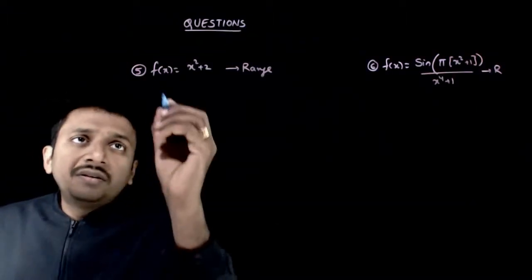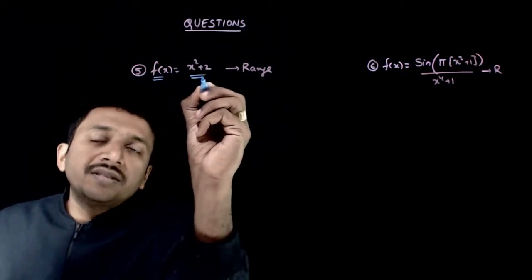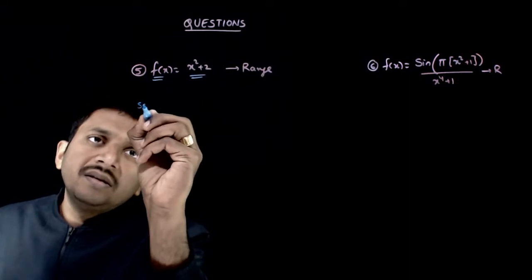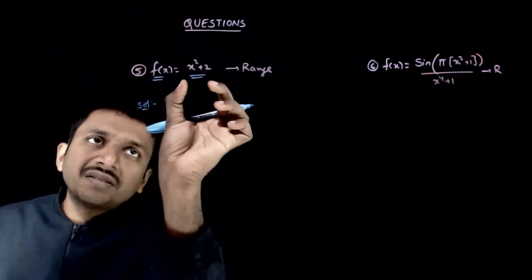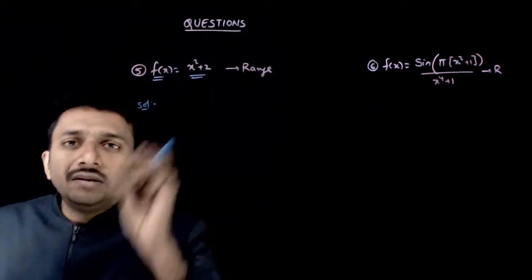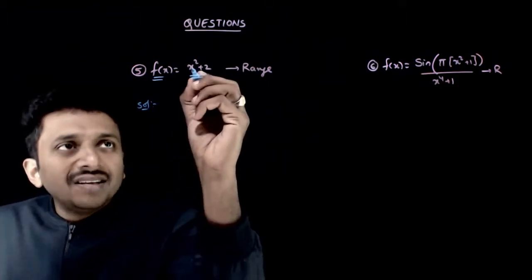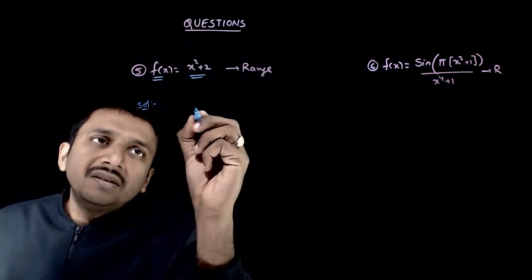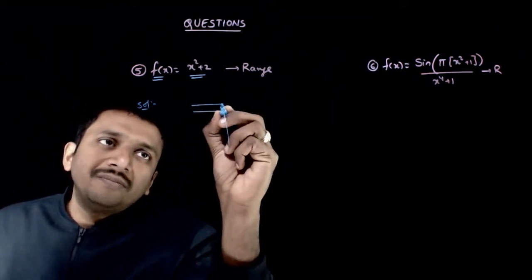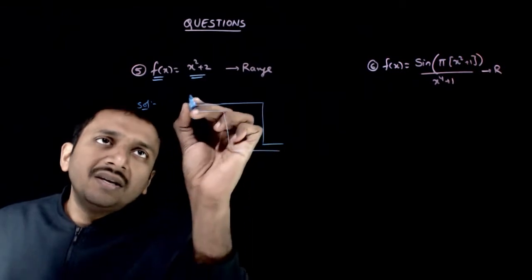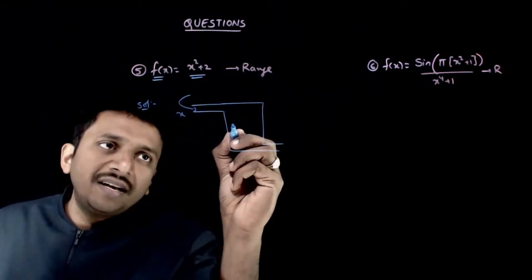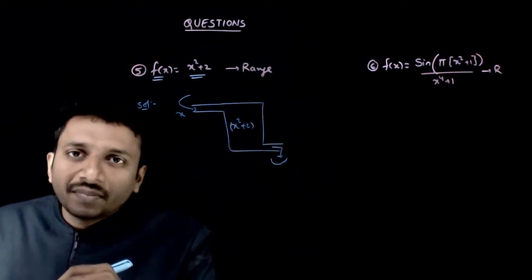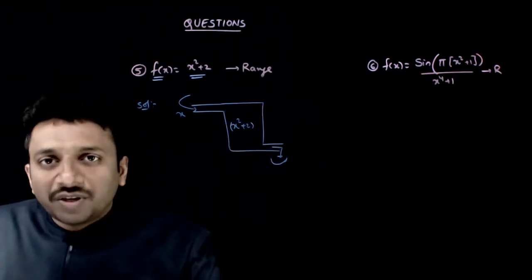So in this question, you're given the function f of x is equal to x square plus 2, and you're asked to find the range of this function. So the meaning of range is what will be the values of x square plus 2. If you put x as different values for this function, what are the outputs that you get? That is, if you have a machine that takes in values of x and calculates x square plus 2 and gives the value outside, what are the values that come out of this machine?